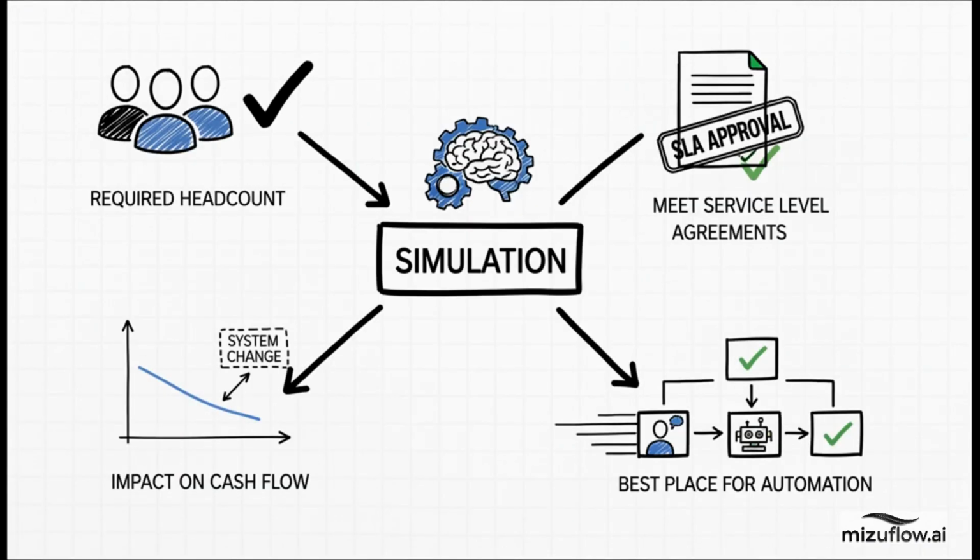And the answers you get? They're game-changing. You can finally make a data-driven case for your required headcount. You can predict whether you're actually going to hit your SLAs for payment terms. You can see how one tiny system change could delay cash receipts by 2 whole days. And maybe best of all, you can pinpoint the exact spot in the process where adding automation will give you the biggest bang for your buck.